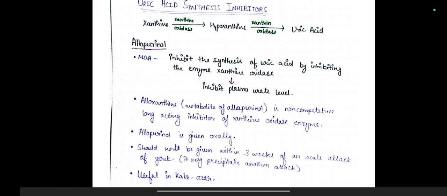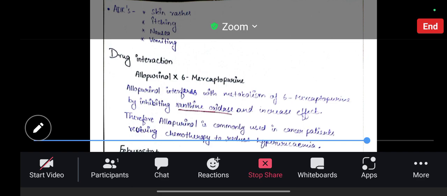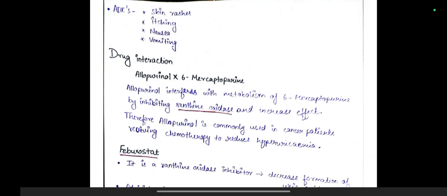It is useful for Kala Azar. Now let's talk about adverse drug reactions. They include skin rashes, itching, nausea, vomiting. And drug interaction: allopurinol and 6-mercaptopurine. Allopurinol interferes with metabolism of 6-mercaptopurine by inhibiting xanthine oxidase and increases its effect. Therefore, allopurinol is commonly used in cancer patients receiving chemotherapy to reduce hyperuricemia.